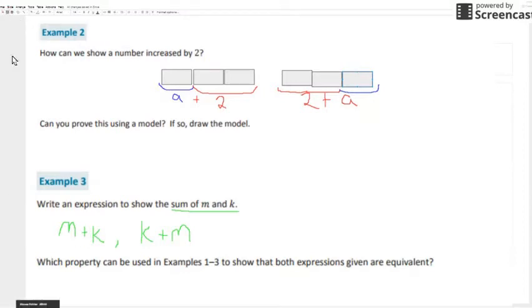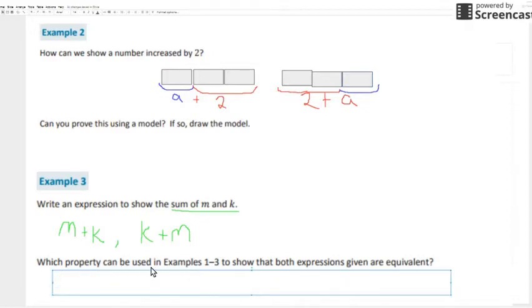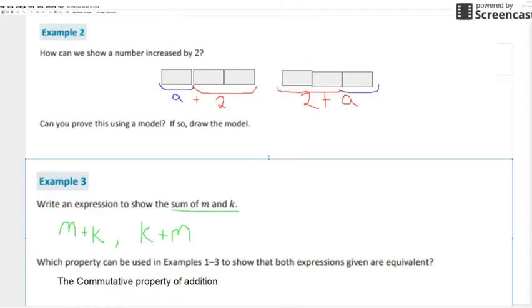And of course, if we look at the last part here, I'll draw a text box. Which property can be used in examples 1 through 3 to show that both expressions are equivalent, or both expressions are equal? So what does this mean when we're taking the numbers or the terms and switching them around? Of course, this is called the commutative property of addition. And we talked about that in one of the other sections. This is something that we have to be able to recognize. It doesn't matter how you add two things together. It always comes out to the same answer. All right, so you can stop the video and go ahead and move on.